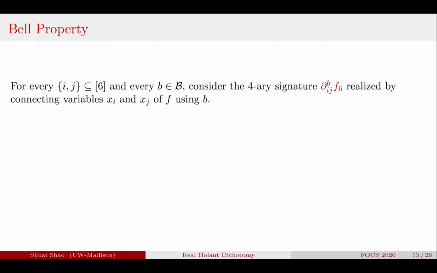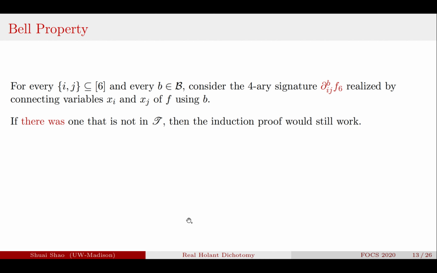Now, after we get all these 4 binary signatures, we can use them to do the merging gadget. So we connect 2 variables of the signature f sub 6 using an arbitrary binary signature. So now we consider 4-ary signatures realizable from this special f sub 6 by merging variables using arbitrary binary signatures.